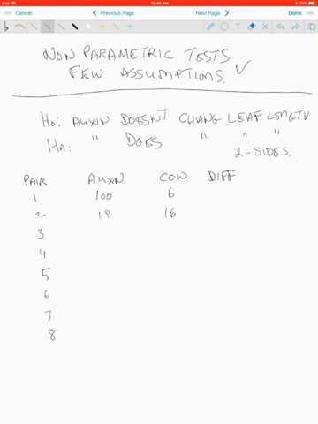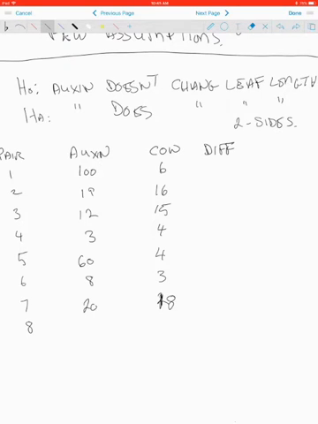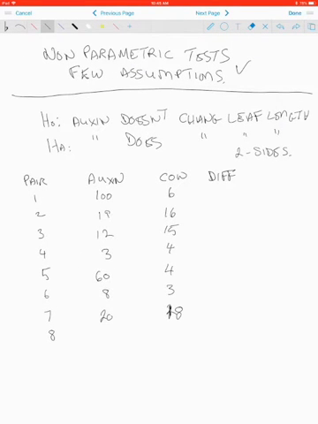19, 16, 12, 15, 3, 4, 60, and 4, 8 and 3, 20 and 2, 20 and 18, 9 and 2. So that's the data, and this is really set up as if it's a paired t-test.